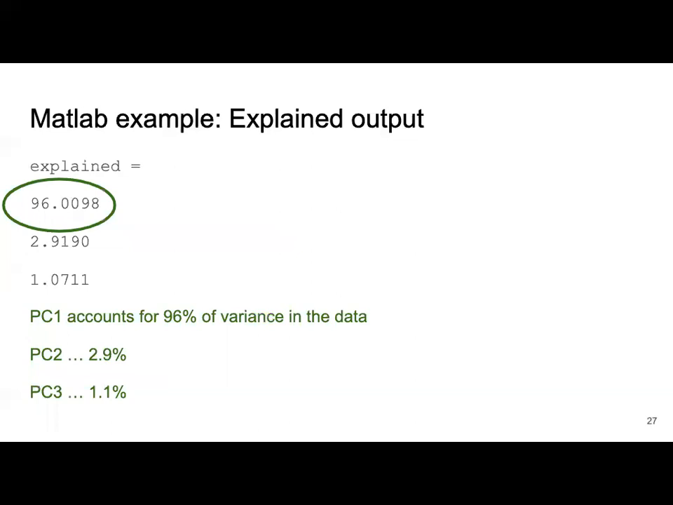The next output I get is explained variance, and so you get one value per component. What this means is that the first principal component here accounts for 96% of the variance in the data. The second principal component is close to 3%, and the third is about 1%. So really what this is saying is that just by using the first principal component, we're pretty much capturing all of the variation in the data, so it's unlikely that we would need to include any more than one component.